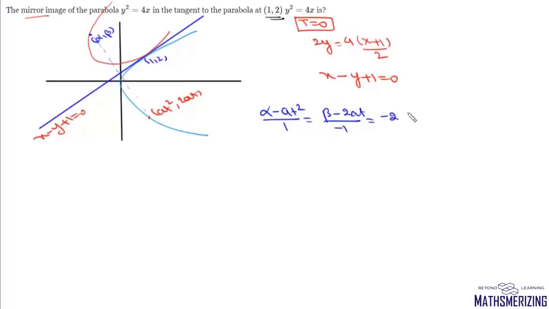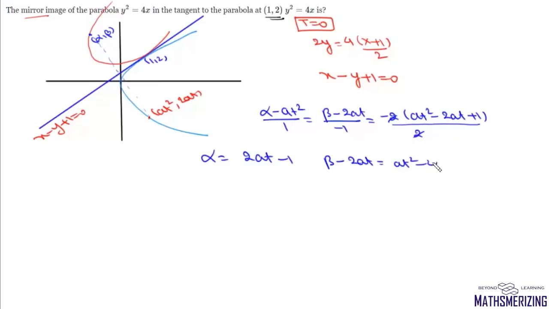We'll put the value of x and y. So it will be (at square minus 2at plus 1) upon (a square plus b square), which is simply 2. So we'll get this alpha as, now at square will cancel and we'll get it as 2at minus 1, and if we write beta, we write beta minus 2at, and here it will be at square minus 2at plus 1, so it'll also cancel. So we'll get alpha plus 1 equals 2at and beta minus 1 equals at square.